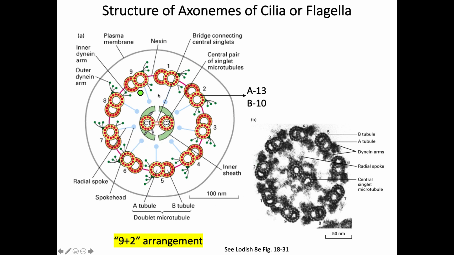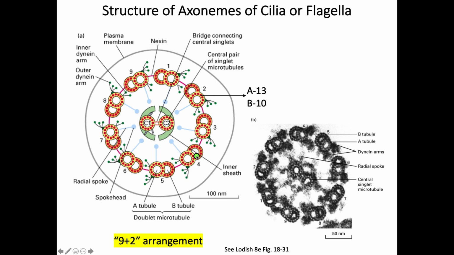So let's take a look at the important structures which are associated with this doublet. Remember that this is commonly known as the 9+2 arrangement, because you have the 9 outer rings and then 2 inner rings. And this is the electron micrograph. What you are seeing is where the A ring and the B ring are, so make sure that you get this one.